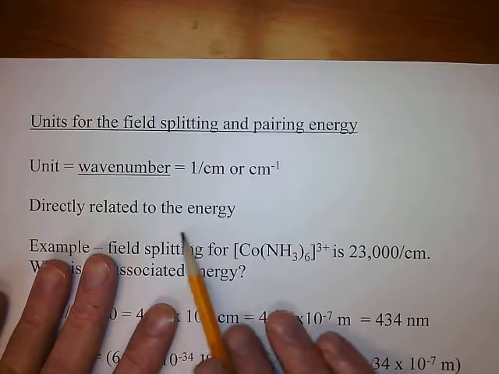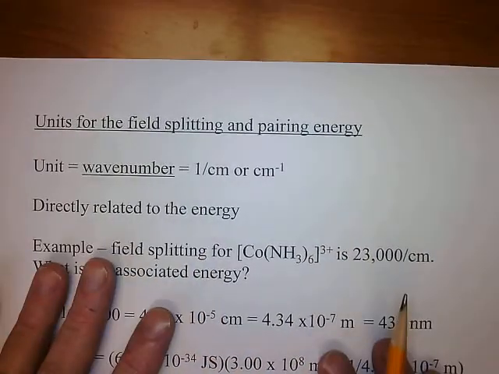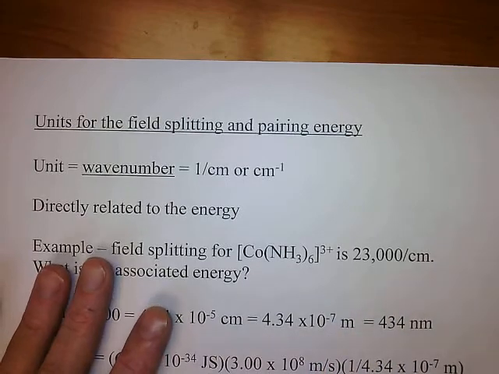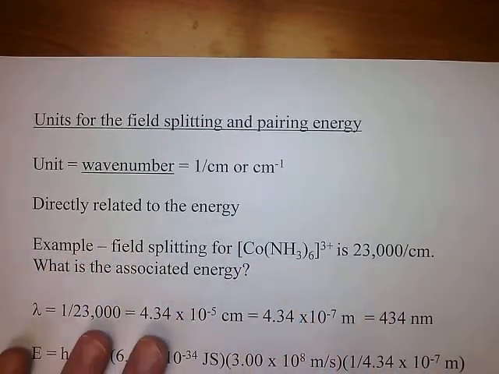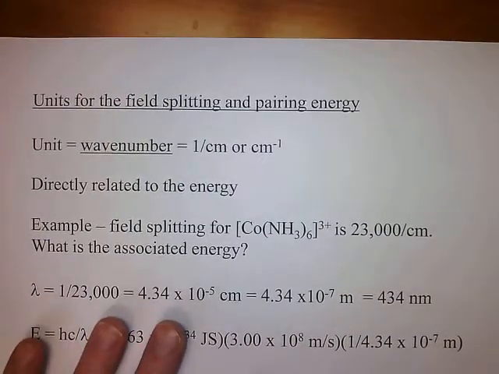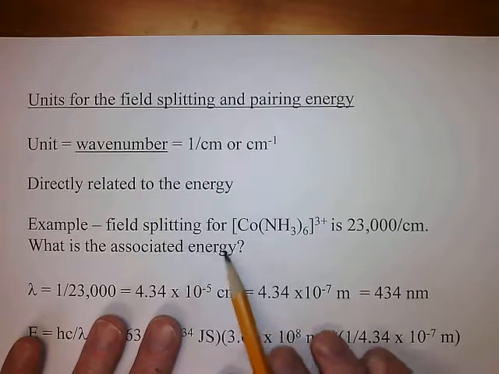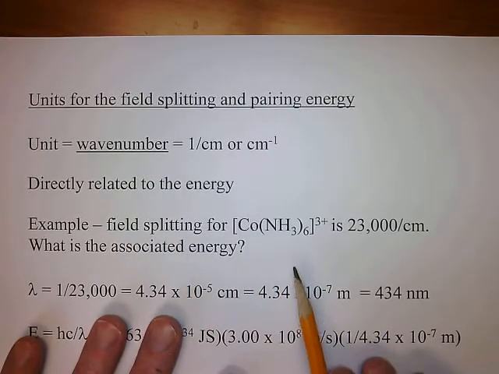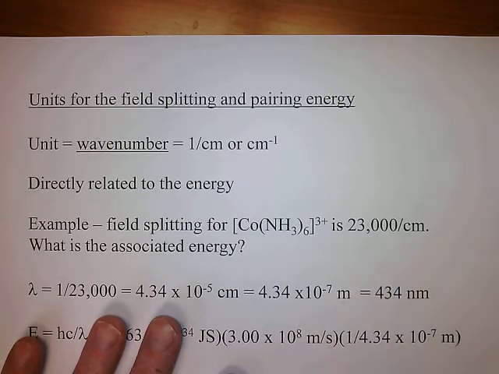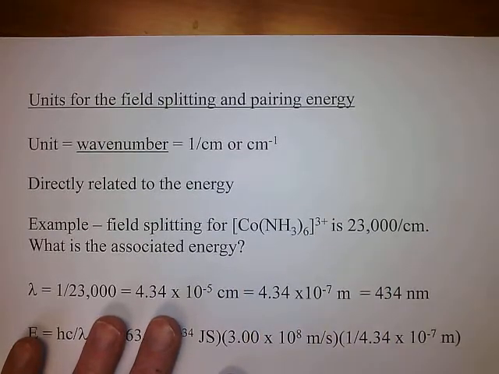So in other words, as the wave number goes up, the energy goes up. In this case, what we'll be talking about is the field splitting. So as the number gets bigger, the field splitting gets bigger. So let's work a quick example here. Let's say the field splitting for this hexaamine cobalt(III) is 23,000 per centimeter. Let's find the associated energy.